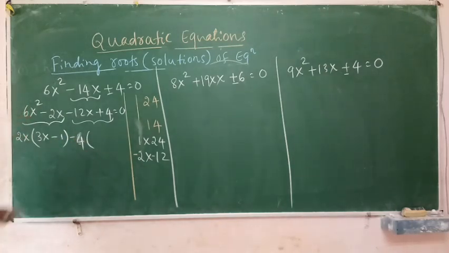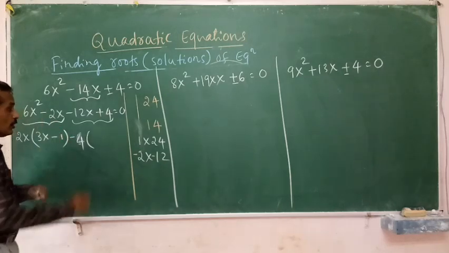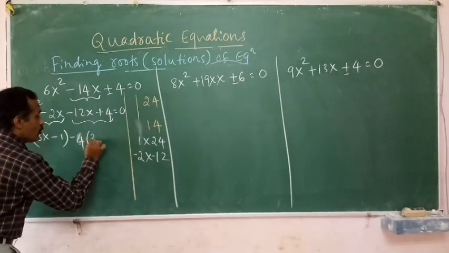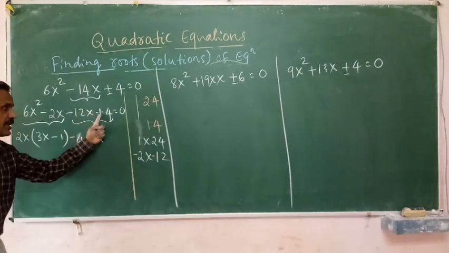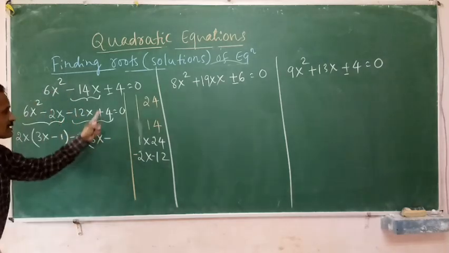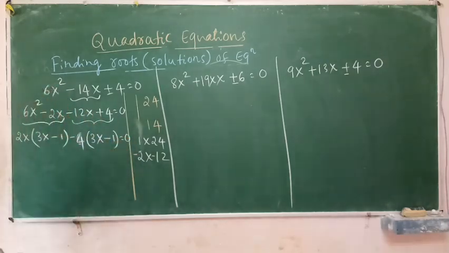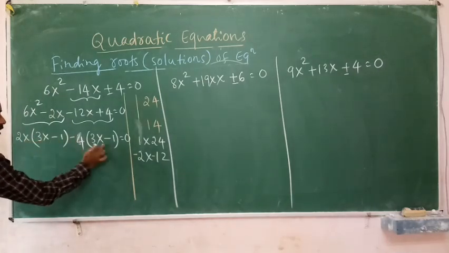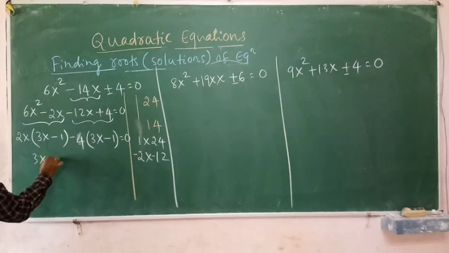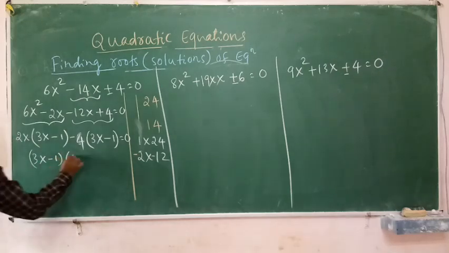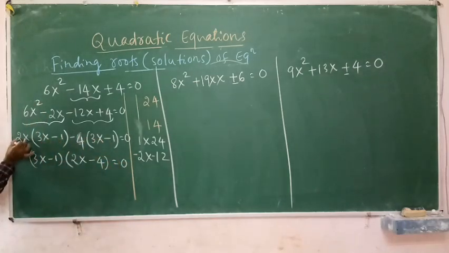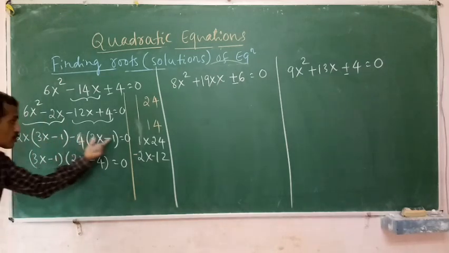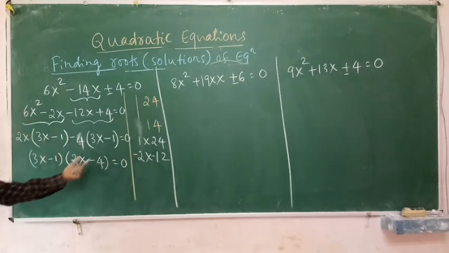And I have told you whenever terms must be same. It is 3x minus 1 into 2x minus 4 is equal to 0. These two common, write it once. Club these two, write it once again.